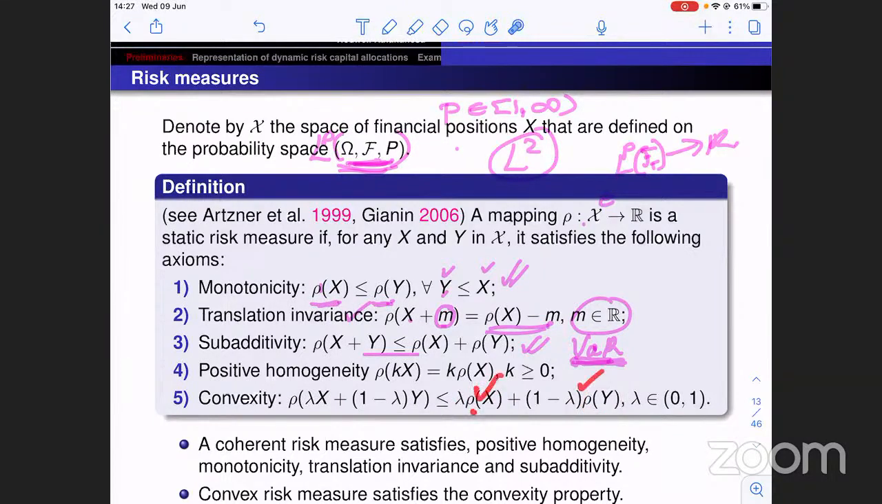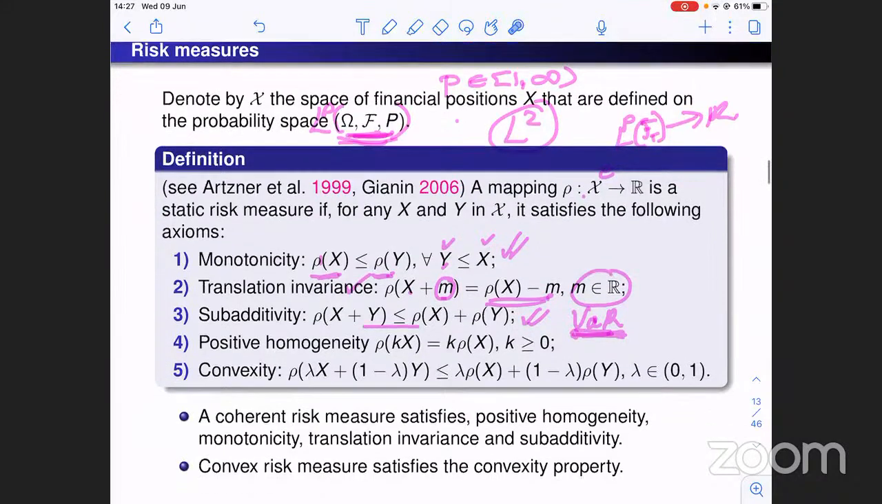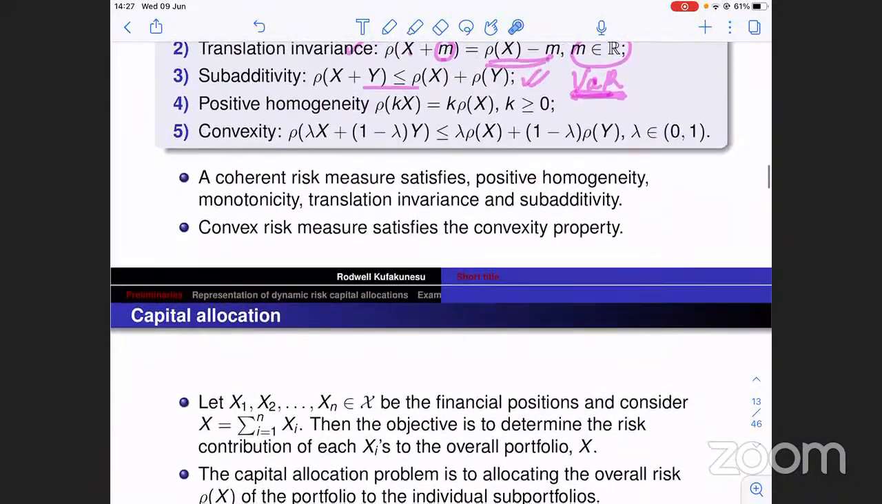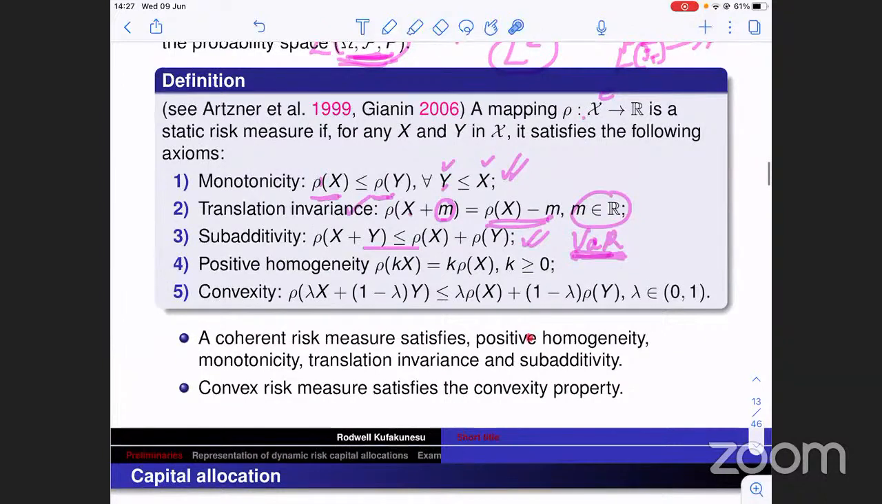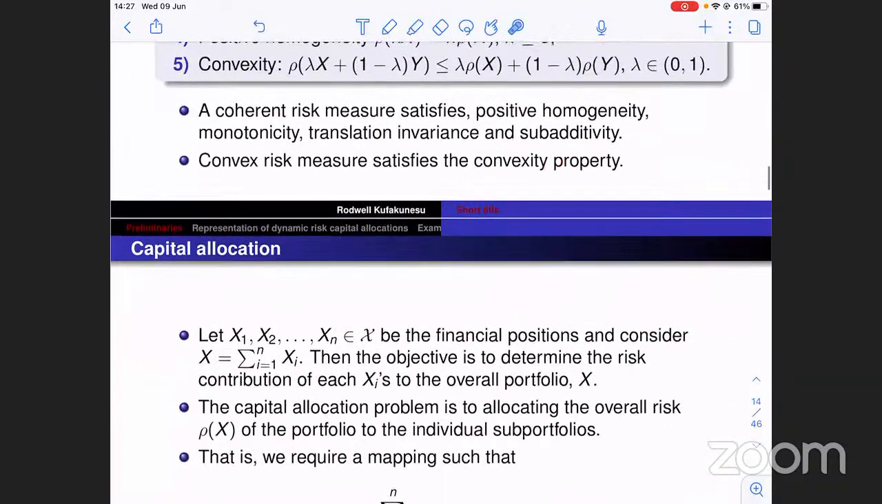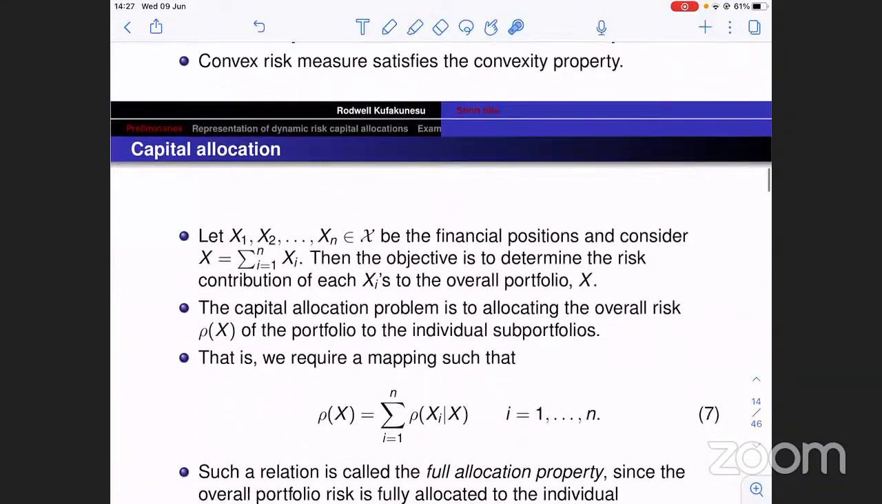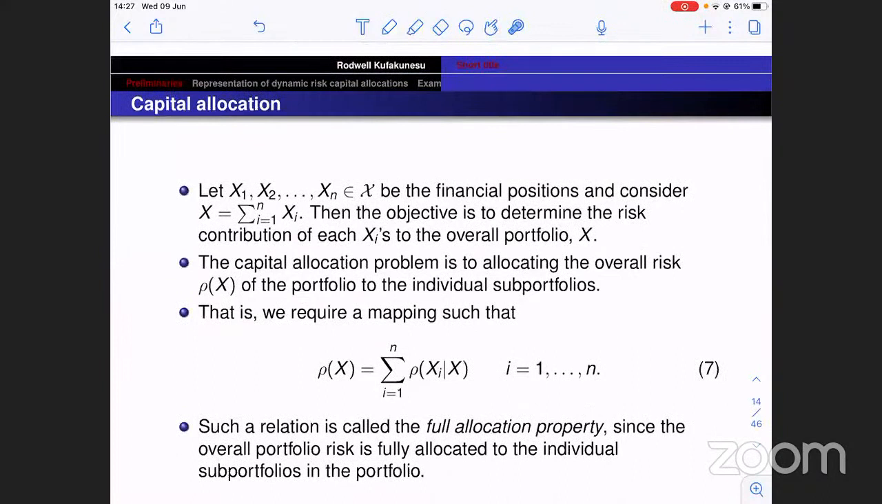Their individual risk is greater than if you consider the portfolio as a portfolio. That's the common notion of risk here. A coherent risk measure will then satisfy positive homogeneity, monotonicity, translation invariance, and subadditivity, and a convex risk measure satisfies the convexity property, right? So we then come on to capital allocation.